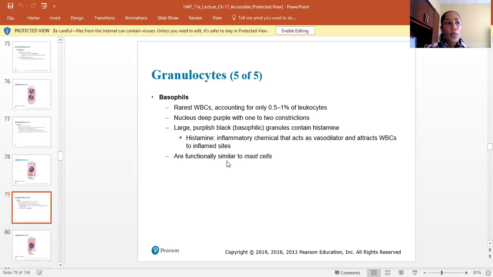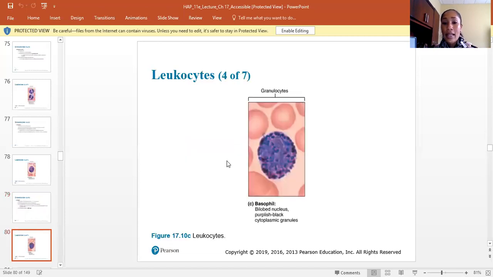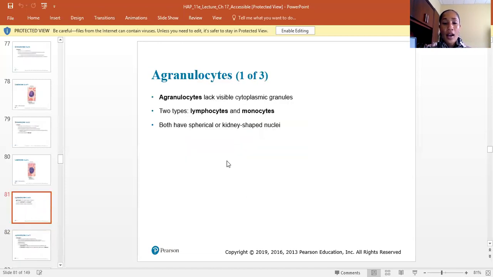Think of basophils as the white blood cells that work with mast cells to let the body know there's an injury here and we need to repair it, or there's trauma or an infection here and we need to repair it. And here we have an example of a basophil. And then we'll go into lymphocytes and monocytes.